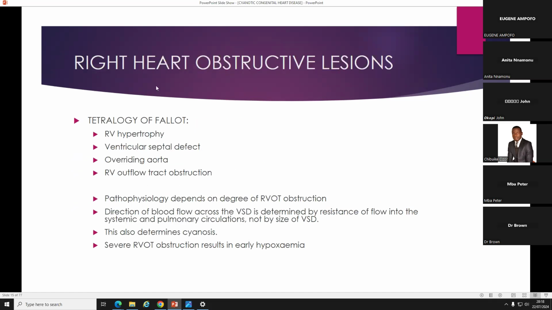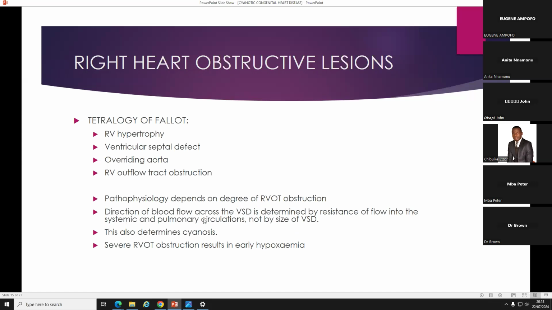So in tetralogy, in the TOF, which is the commonest cyanotic congenital heart disease, there are 4 components: right ventricular hypertrophy, ventricular septal defect, an overriding aorta, and right ventricular outflow tract obstruction, which could be from pulmonary stenosis or atresia. The pathophysiology depends on the degree of right ventricular outflow tract obstruction. The severity of the obstruction determines the timing of onset, how early they present with cyanosis.